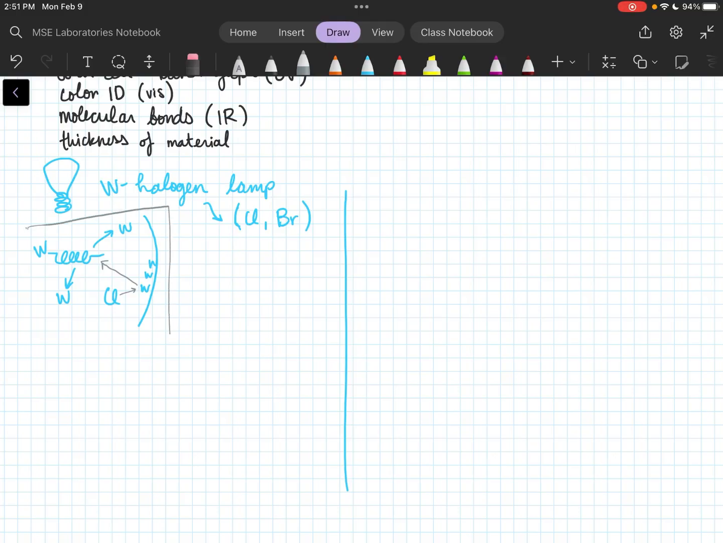I'll draw a little box around that because that is its own sort of thought. These lamps typically will emit light from about 320 nanometers up to about 3,500 nanometers, which is like mid IR down to UVA regions-ish.